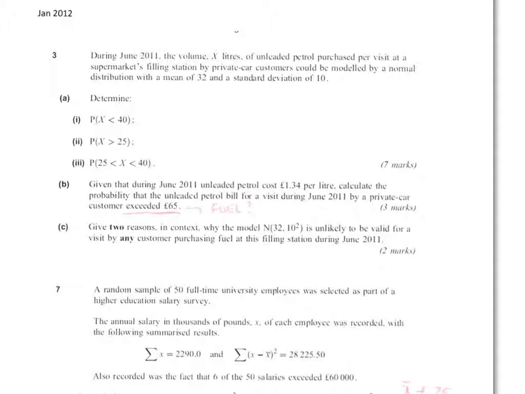In the third part here, in part C, I'm afraid you'd have to just think about it on the day. They do highlight any key words, so the bold words are important: any customer, whereas over here, this distribution was based on private car customers. So obviously if you were looking at large commercial vehicles, they might buy a lot more fuel than a typical private car. Also, this was about petrol, whereas generally any customer might also buy diesel instead.